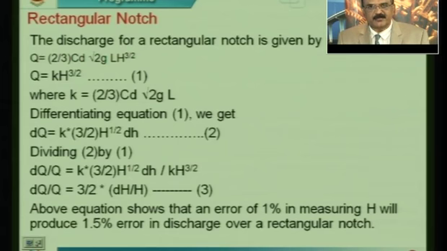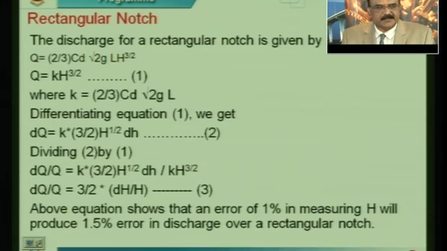Now divide equation 2 by equation 1. You are going to get dQ by Q is equal to, corresponding to dQ you have the right hand side terms, and corresponding to Q you have the right hand side values. Substitute those values and simplify. You are going to get a simplified form of that equation. That equation says that dQ by Q is equal to 3 by 2 into dH by H.